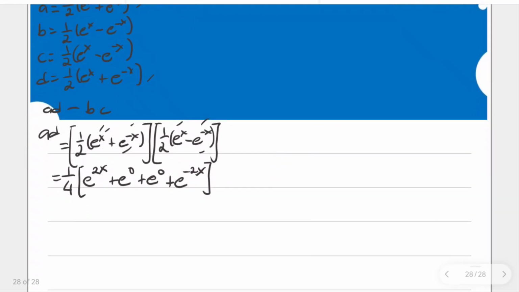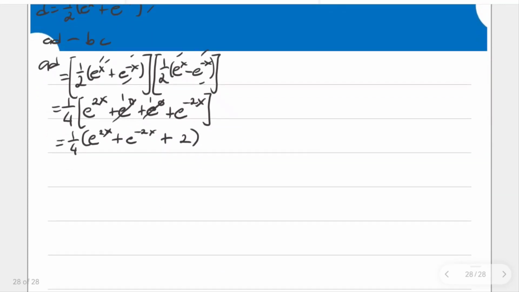So for AD alone, I have 1/4 of e to the 2x, plus e to the negative 2x, and since both of these are equal to 1, plus 2. Again, plus 2, because they are both equal to 1. That's for AD alone.